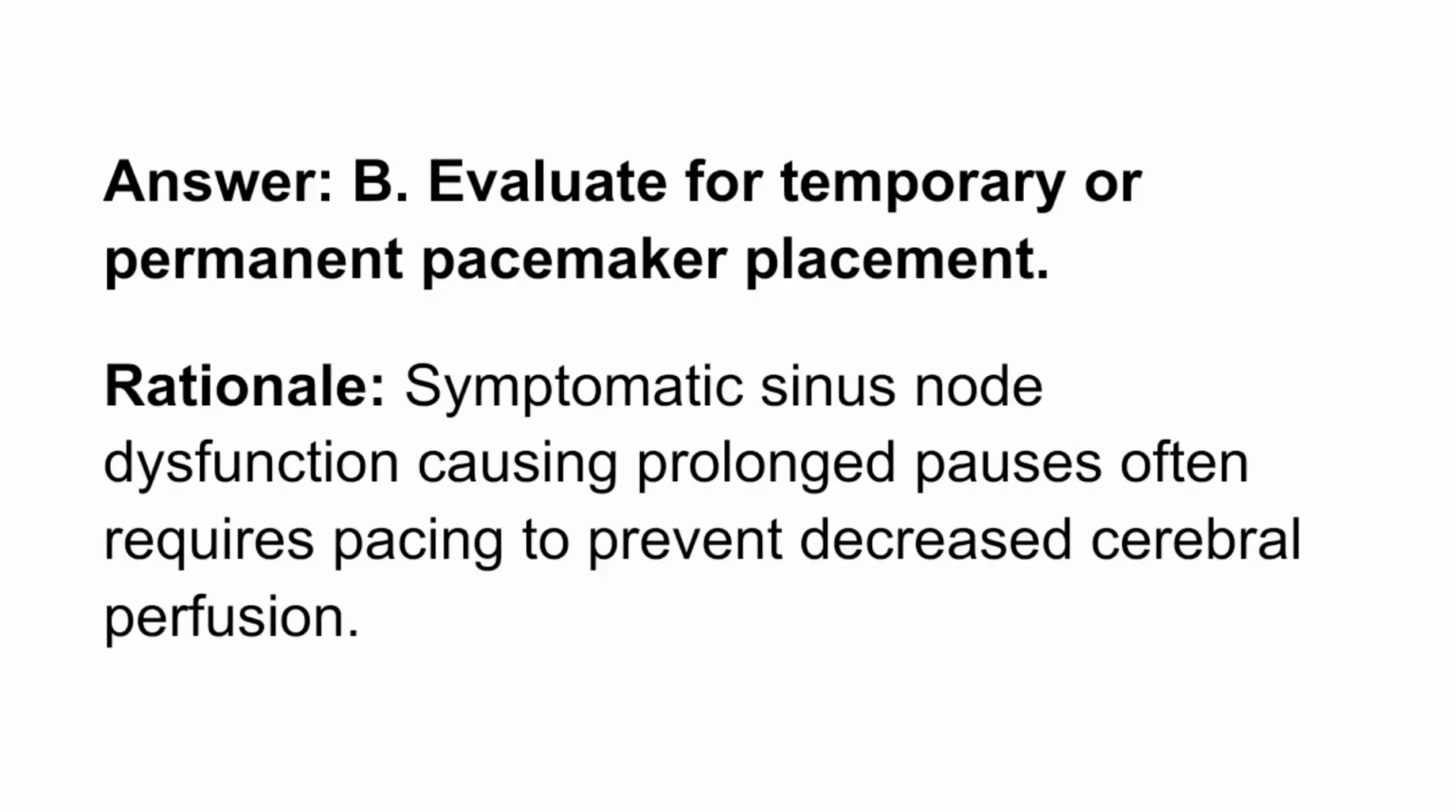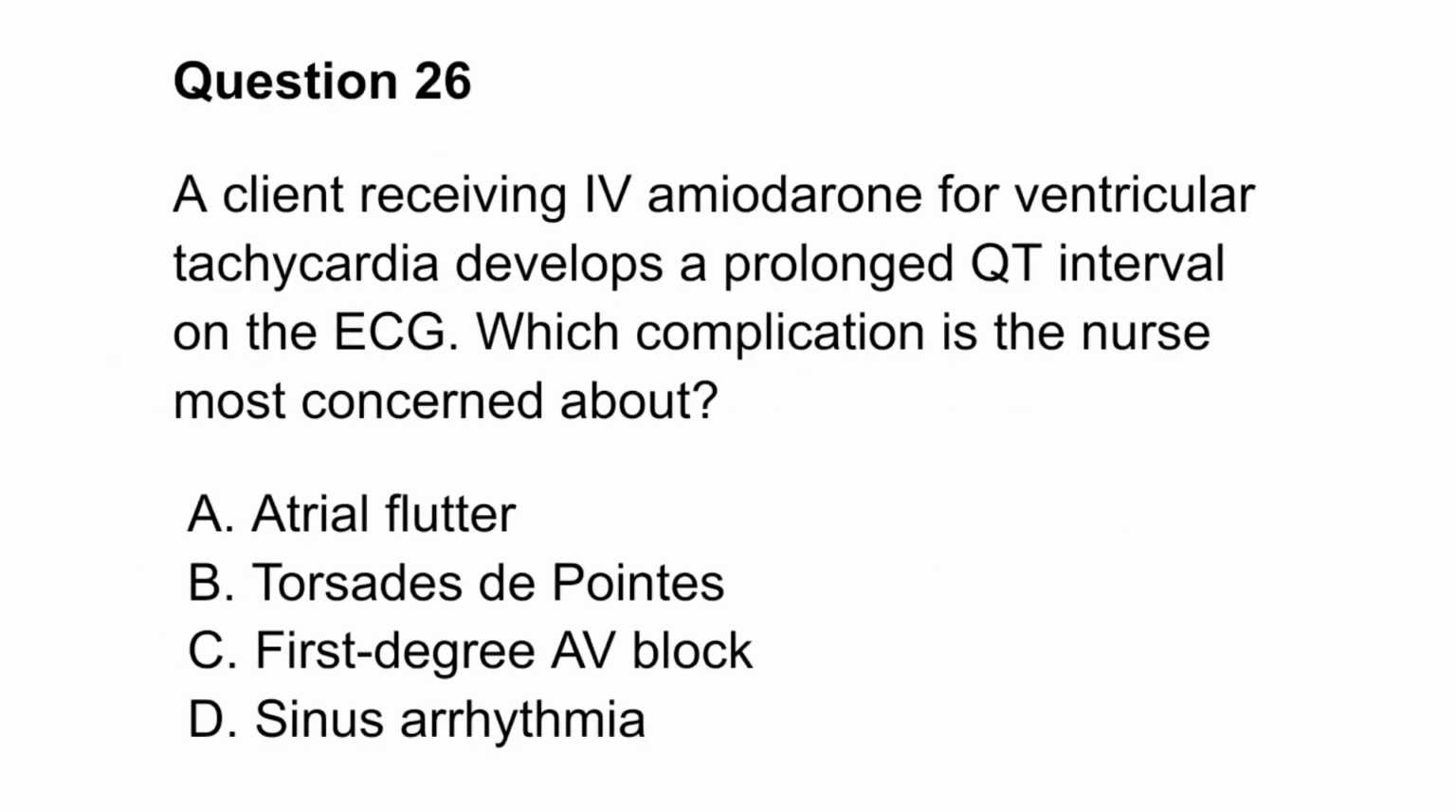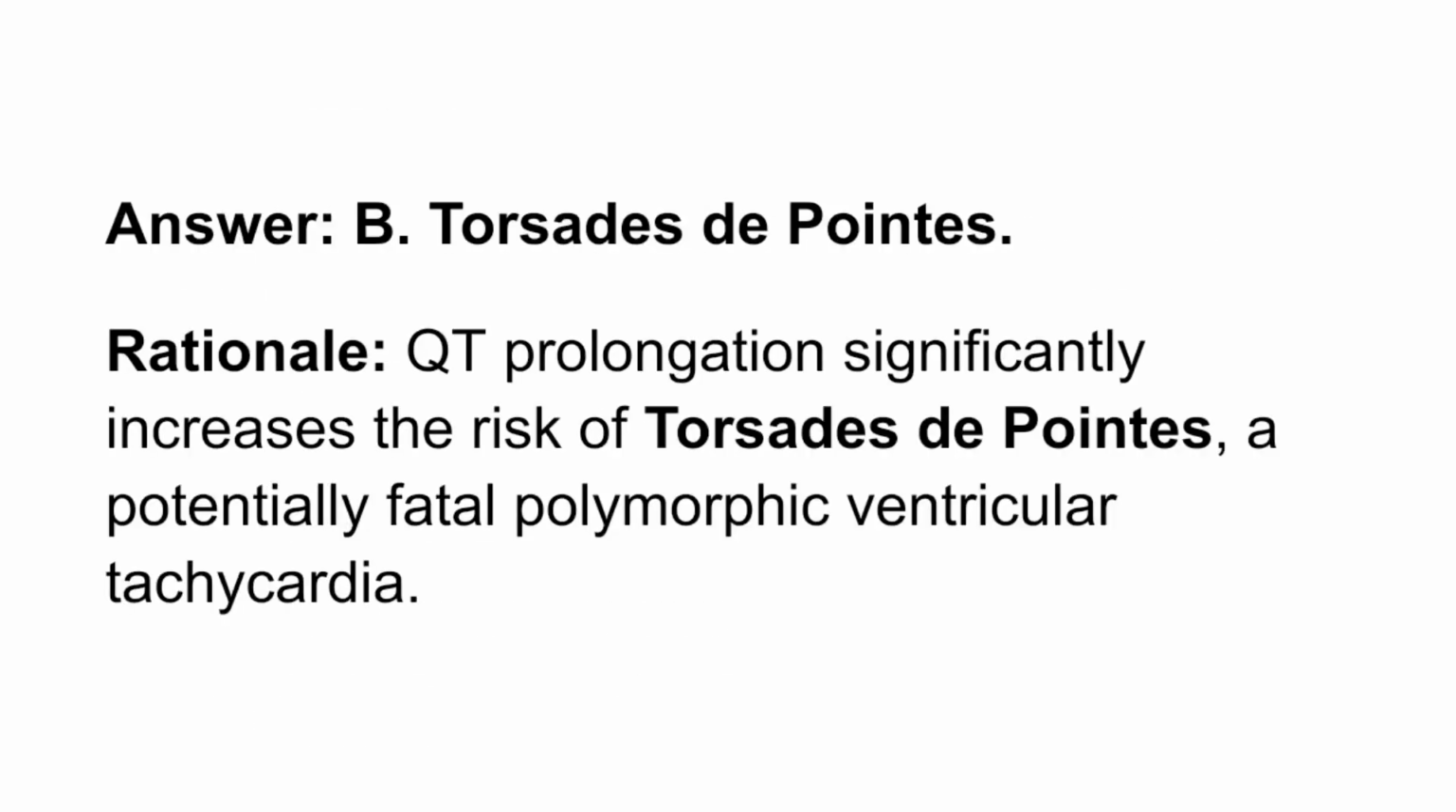Rationale: Symptomatic sinus node dysfunction causing prolonged pauses often requires pacing to prevent decreased cerebral perfusion. Question 26. A client receiving amiodarone for ventricular tachycardia develops a prolonged QT interval on the ECG. Which complication is the nurse most concerned about? A. Atrial flutter. B. Torsades de pointes. C. First-degree AV block. D. Sinus arrhythmia. Answer: B. Torsades de pointes. Rationale: QT prolongation significantly increases the risk of torsades de pointes, a potentially fatal polymorphic ventricular tachycardia.